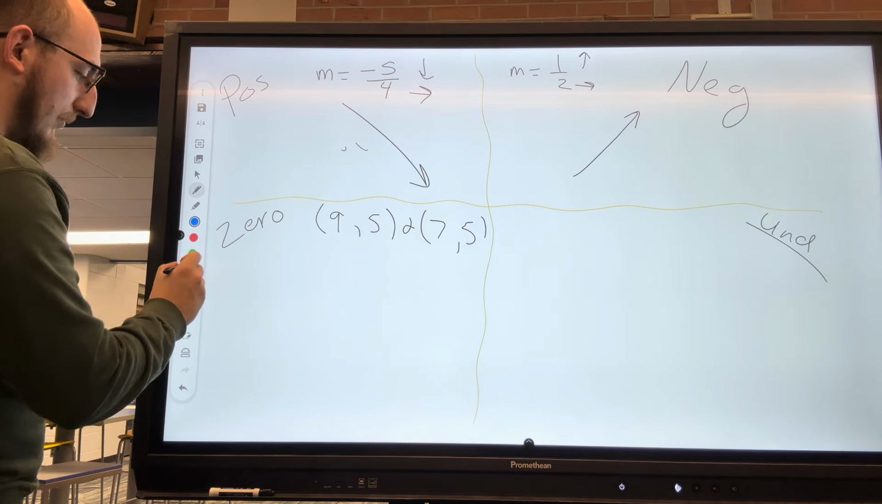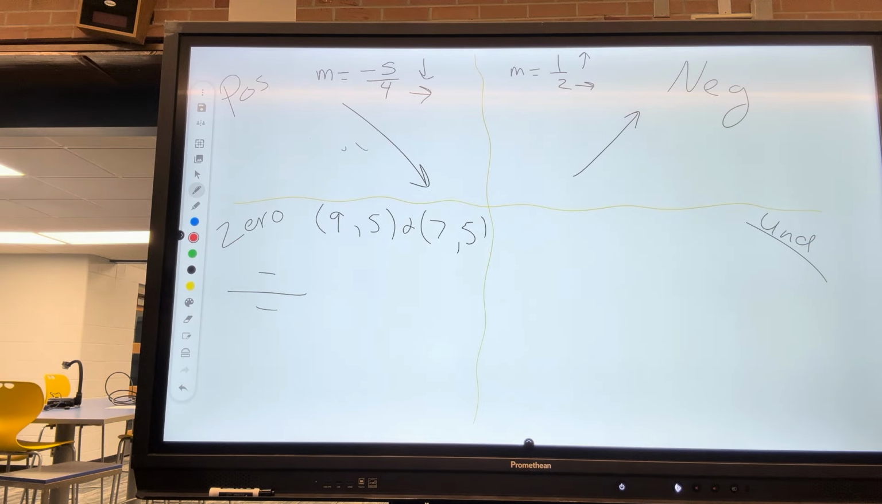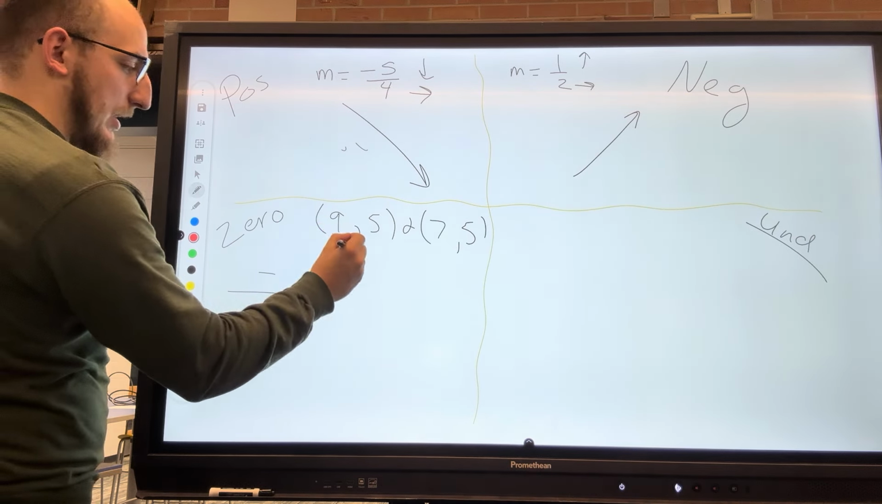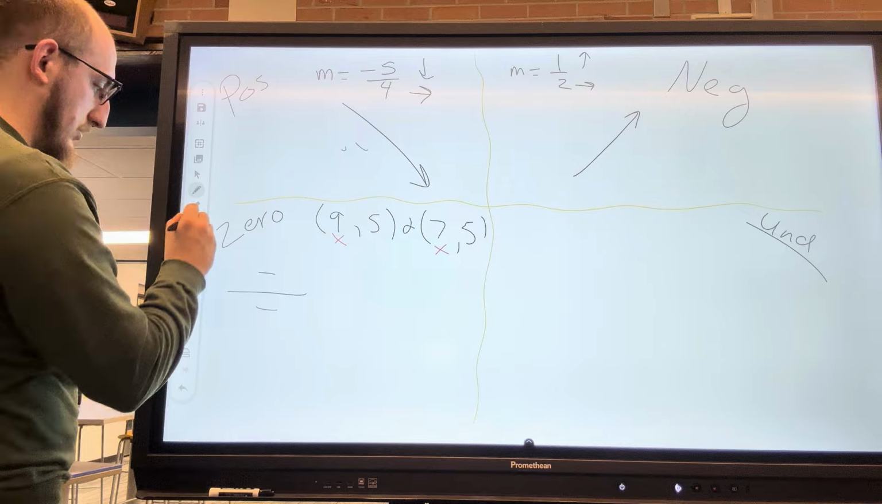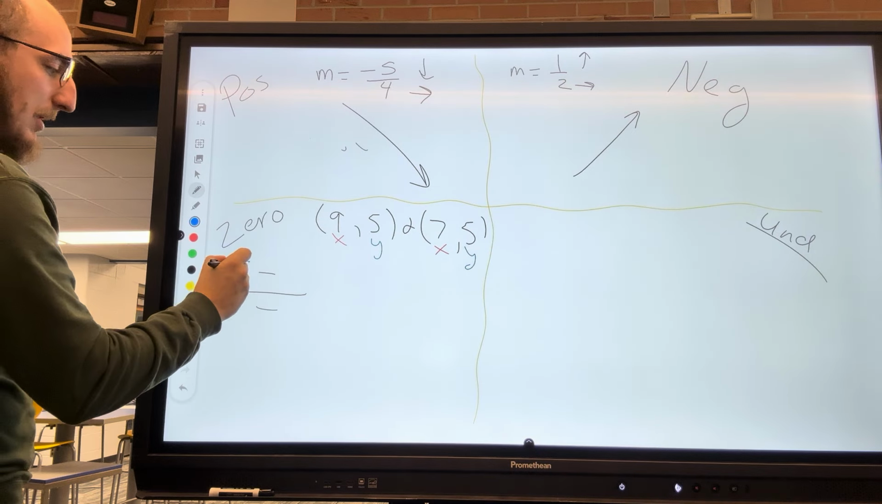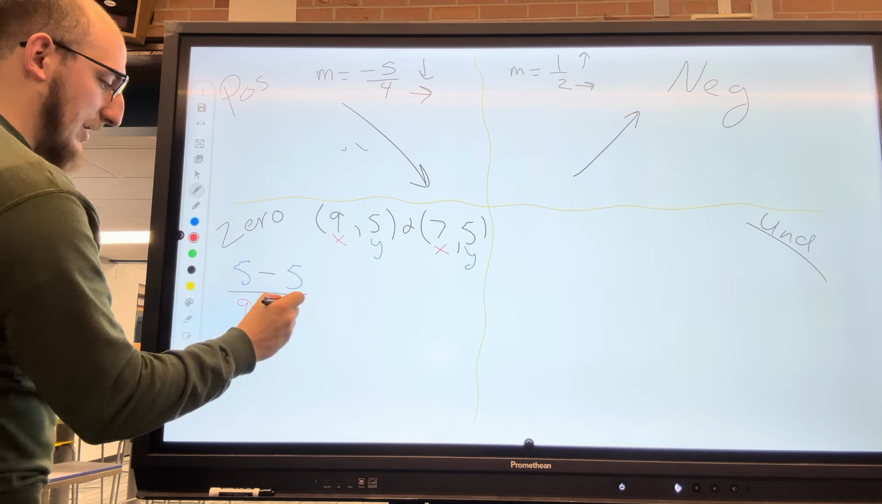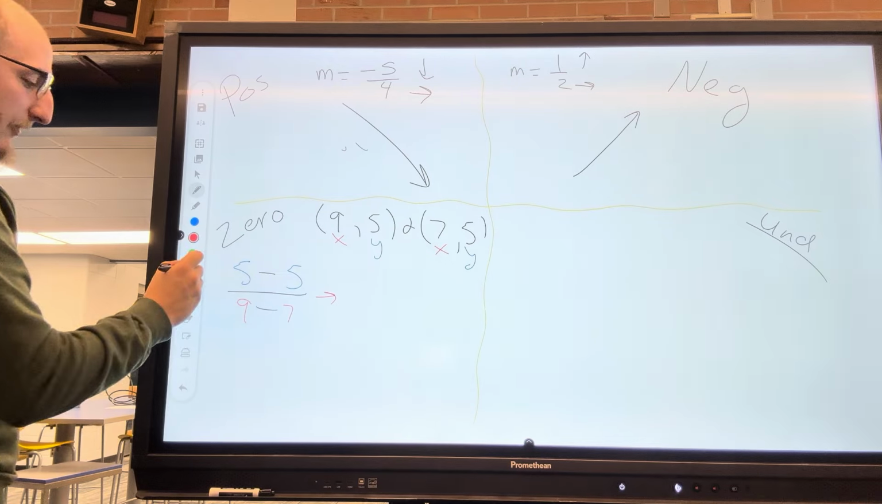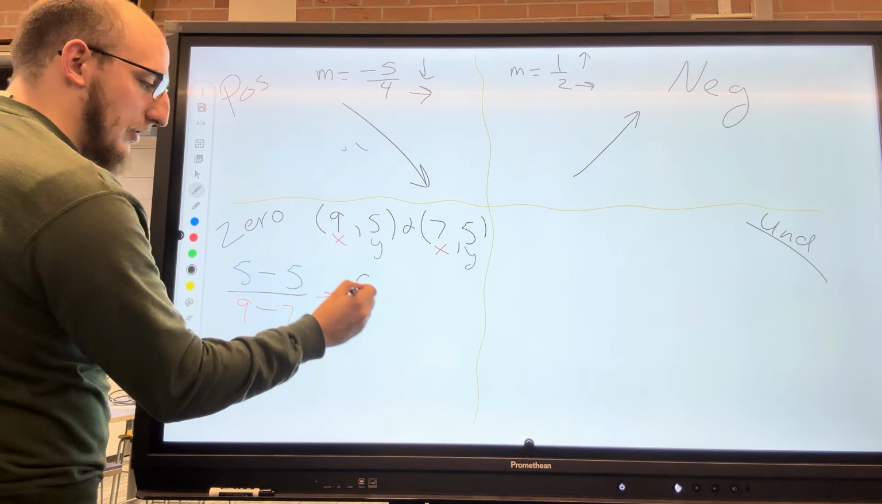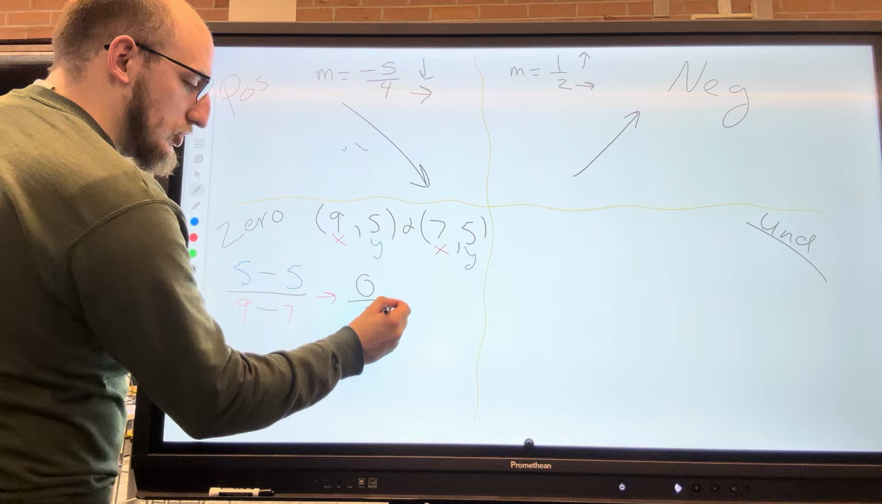So let me just put it in my equation. Always have that bracket there. This is my x, this is my x, this is my y, this is my y. So in my numerator, I'm going to have 5 minus 5. And my denominator, I'm going to have 9 minus 7. So what does that simplify to? What is 5 minus 5? 0. 9 minus 7 is 2.